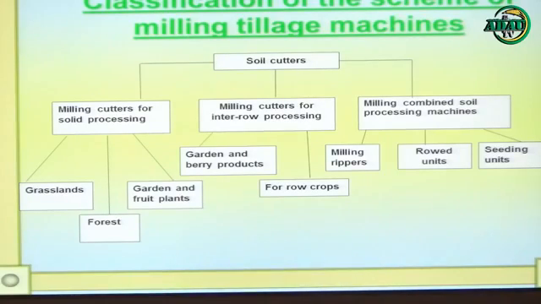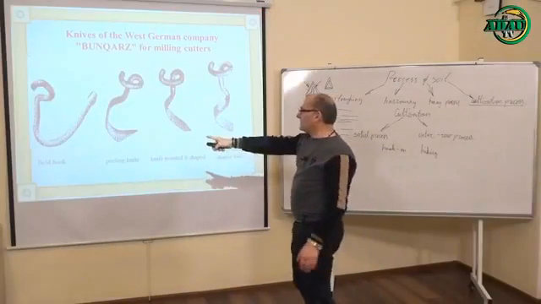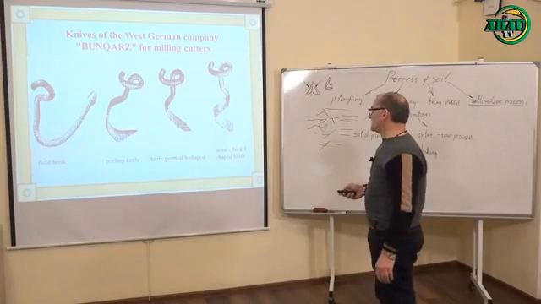And the milling combined soil machine is chiefly used especially in Italy, France, and Germany too. Milling ripper and seeding unit for mixing and more quality using this machine. And the working parts chiefly used in the milling cultivator are the pile hook, pile knife, points, S-shape and the same kick shape.